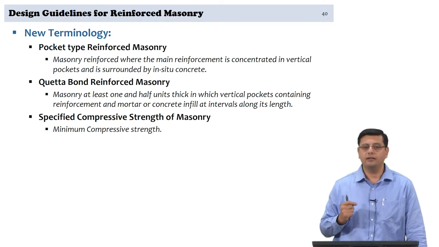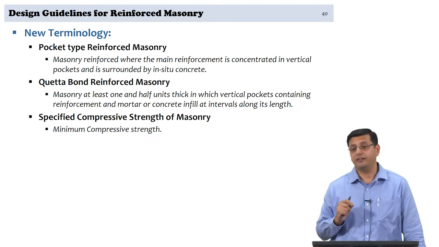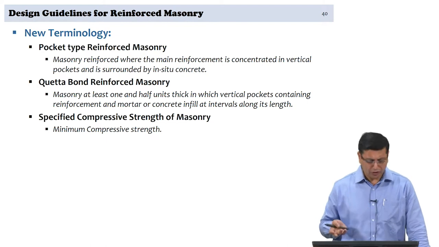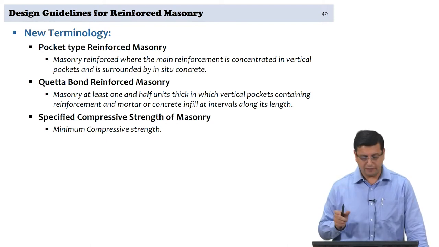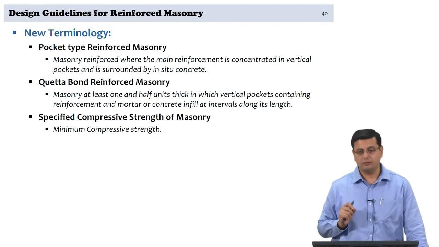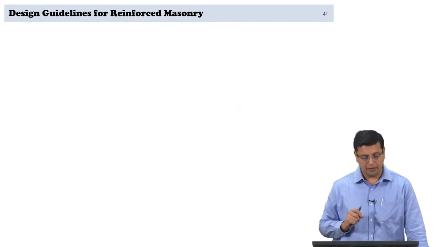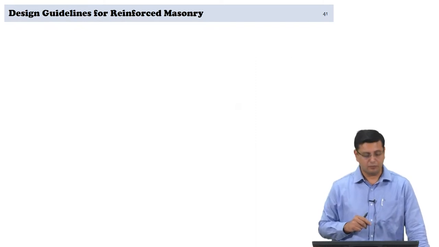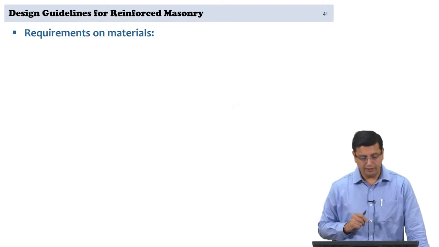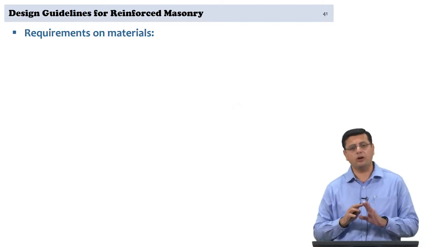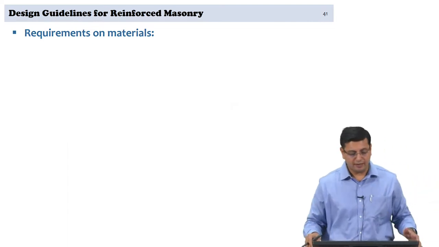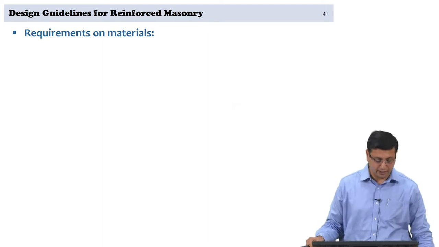When the word specified compressive strength of masonry is used, it is referring to the minimum compressive strength that the unit or the concrete must have. So, the word specified compressive strength of masonry is with reference to minimum compressive strength. Okay. With that, it is not exhaustive, but these are words that we have not used earlier. There are specific requirements on the materials that have to be used. There are limits on the materials that you can use as far as design of reinforced masonry is concerned.